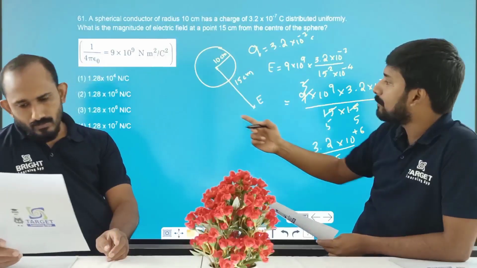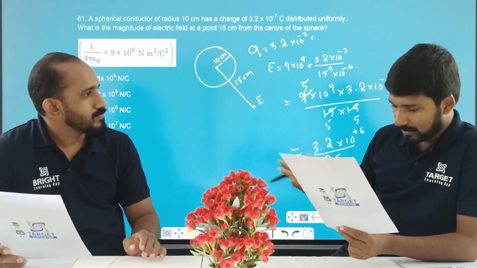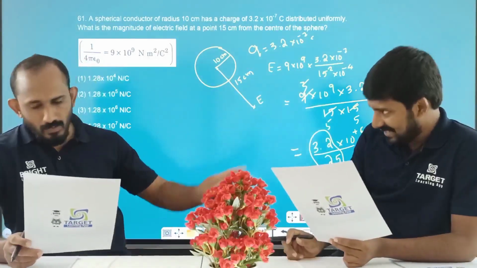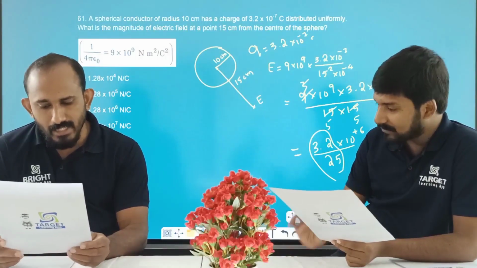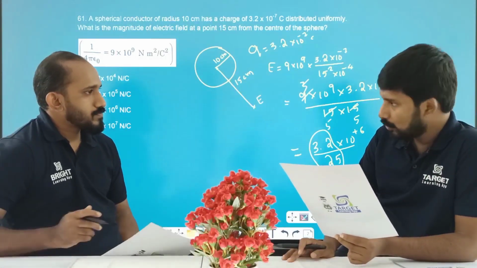So the answer will be 1 point something, 10 raised to 5. Here all the options are 1.28, so the power you have to consider. We don't want to solve this, the power you have to confirm. So 1 point 1.28 something into 10 raised to 5, into the column. So we can log the answer 2. So 2 will be the answer.